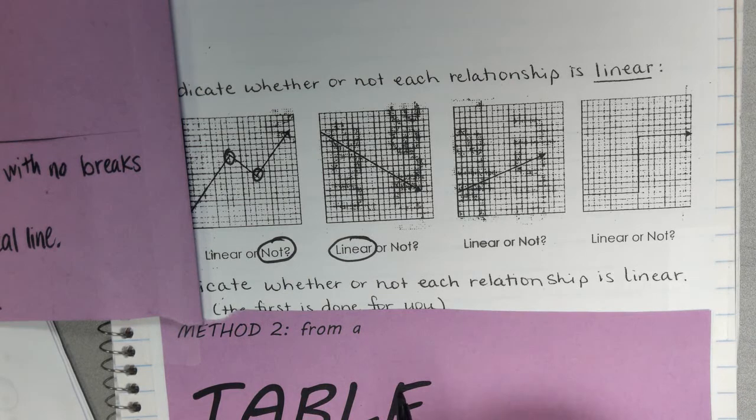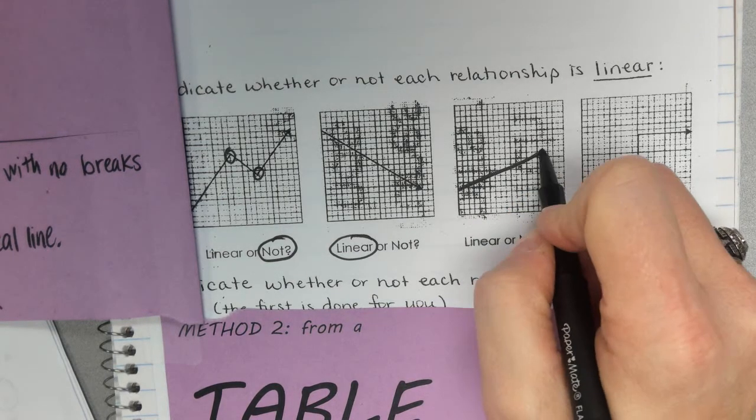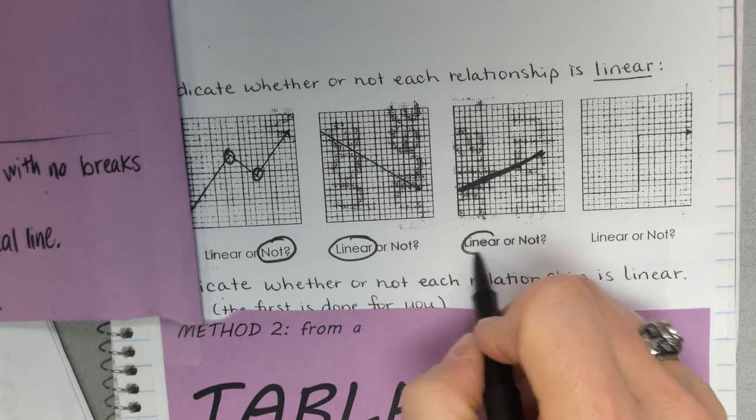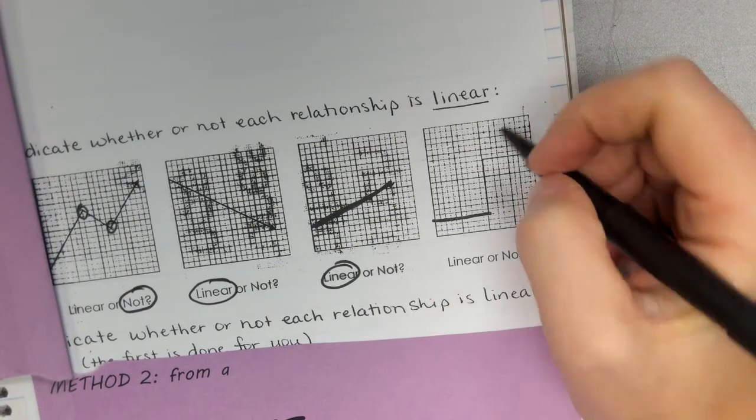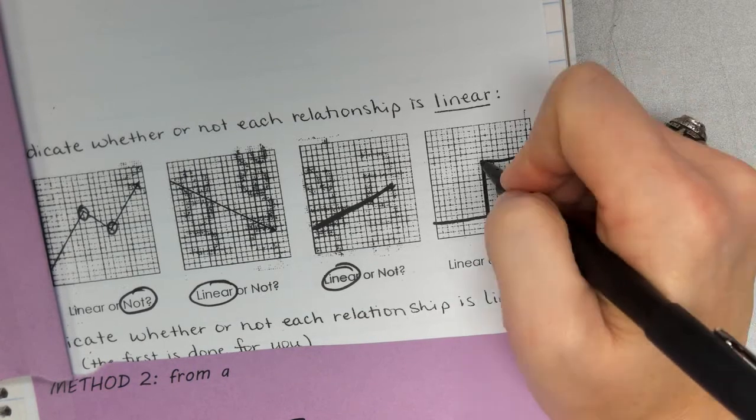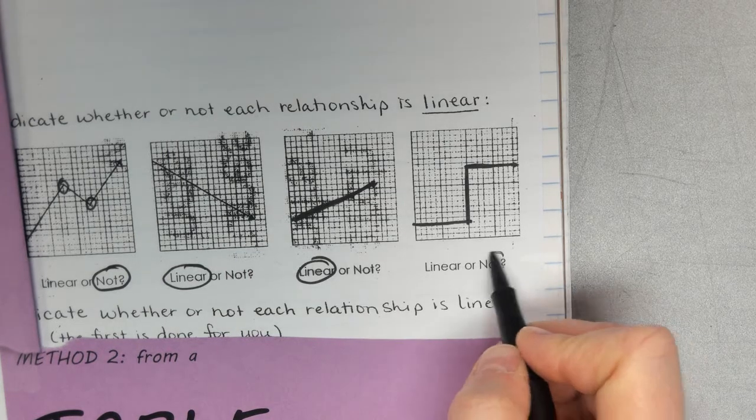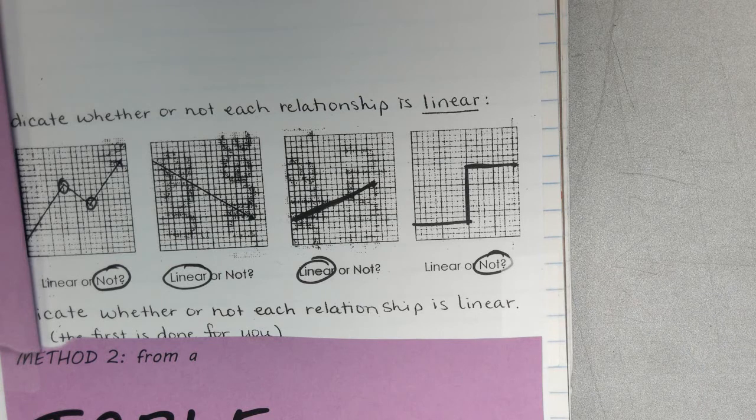I want you to do the next one on your own. This is the line right here. Circle whether you think it's linear or not. I think it's linear. You're right. And then this last one is kind of hard to see in the copy that I gave you, but this is the line. Do you think this one is linear or not? This is definitely a no, so it's not linear.